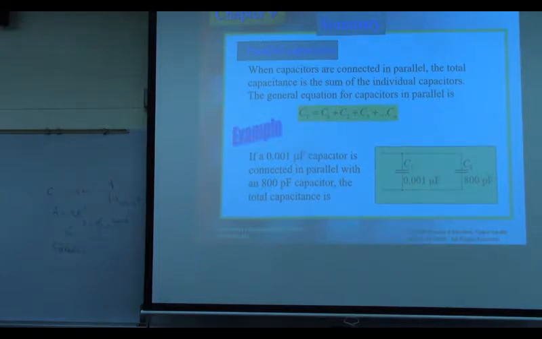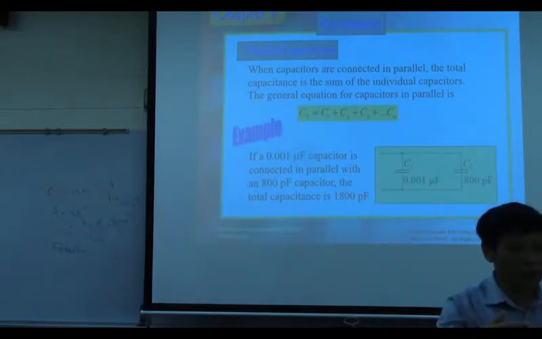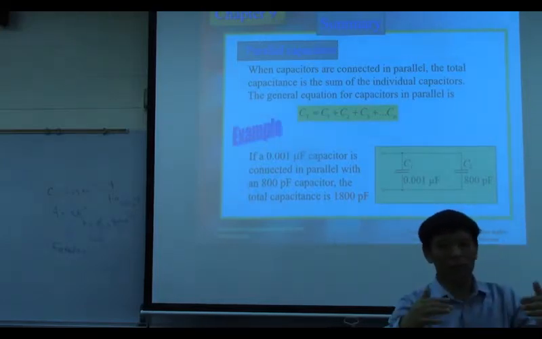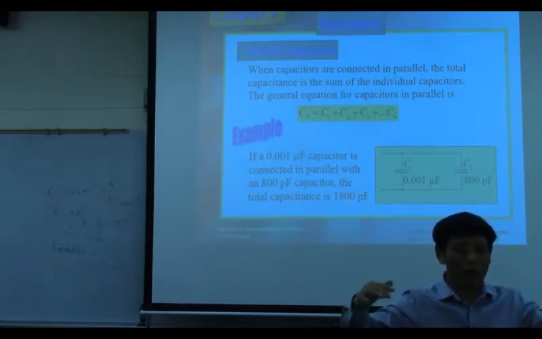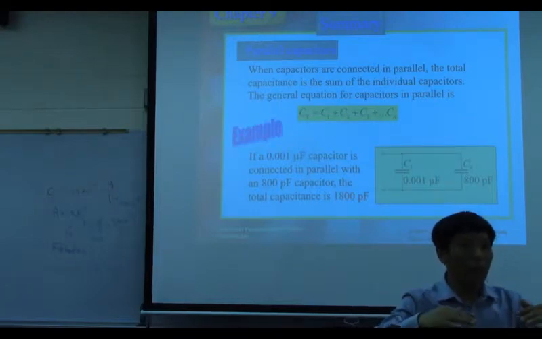So it's opposite to resistors. You only need to memorize. Now, can anyone explain why capacitors in series look like resistors in parallel? What that means is, if you have more capacitors connected in series, why will the value be smaller?